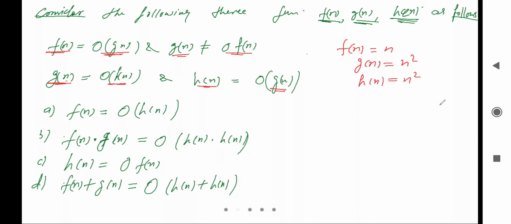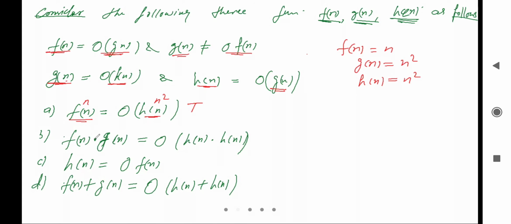Now you can check. Here f of n, assume it is n, and order of h of n, h of n is n square. So can we write this in the order form? Yes, definitely we can. So this one is true. So the first one is true.